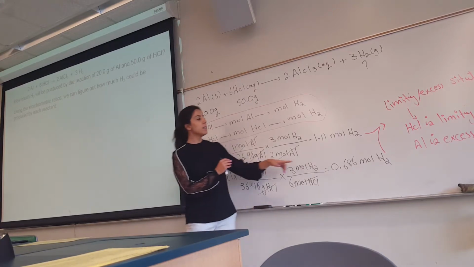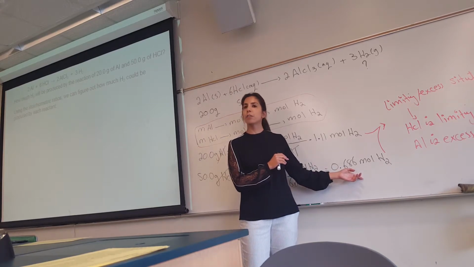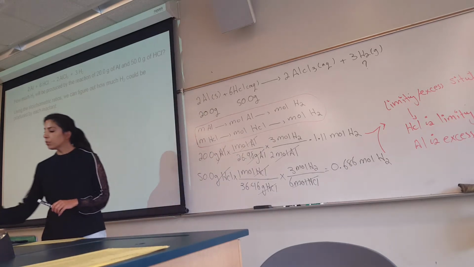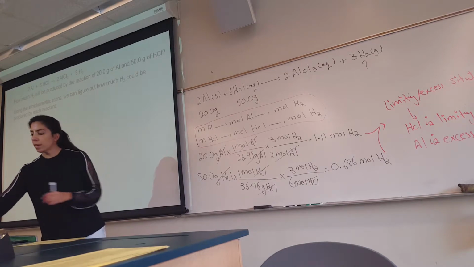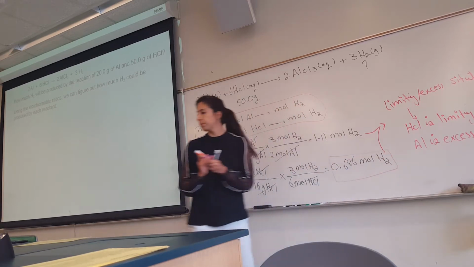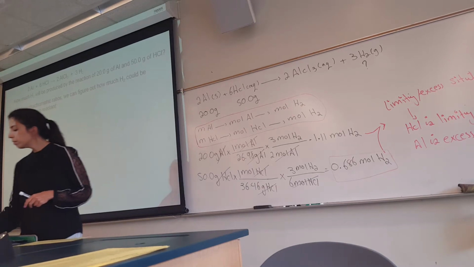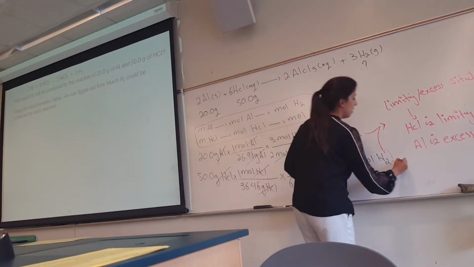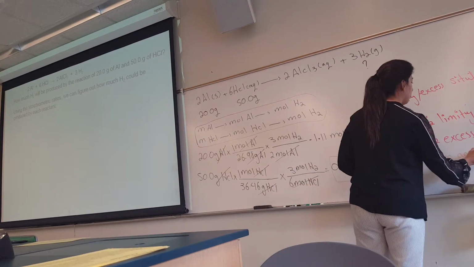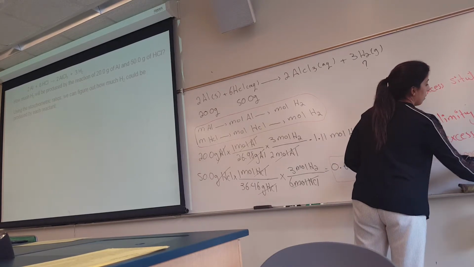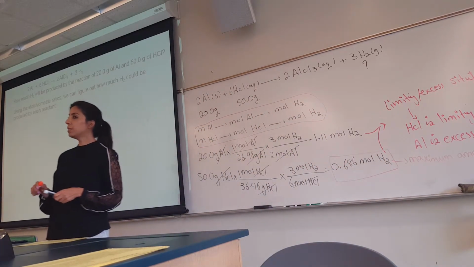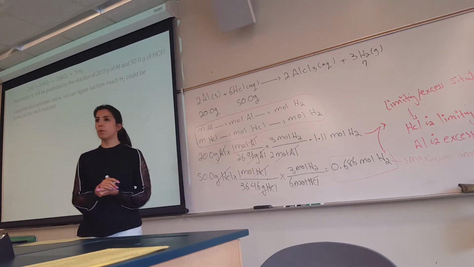Now, the maximum amount of hydrogen gas that can be produced is controlled or limited by your limiting reactant. So the maximum amount of hydrogen gas that can be produced is going to be 0.686 moles. So this is the maximum amount of hydrogen gas that's produced. Or what's the yield of hydrogen gas? 0.686 moles.